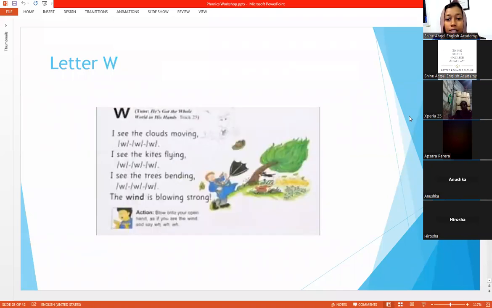Okay. Next one is W. Look at my mouth. It's W. I see the clouds moving. I see the kites flying. I see the trees bending. The wind is blowing strong.